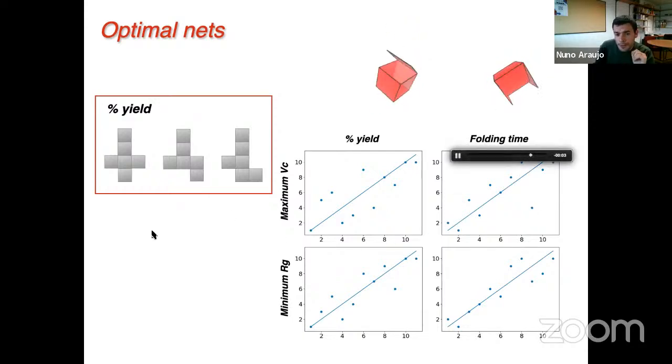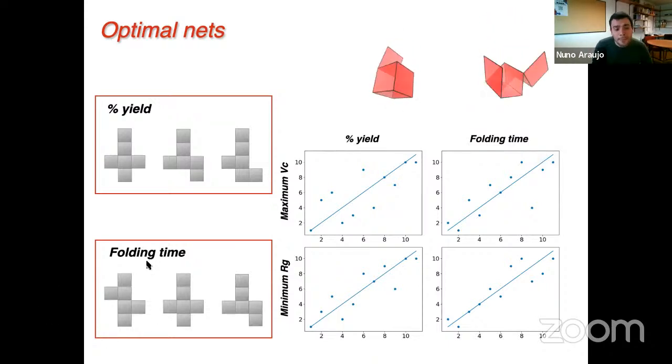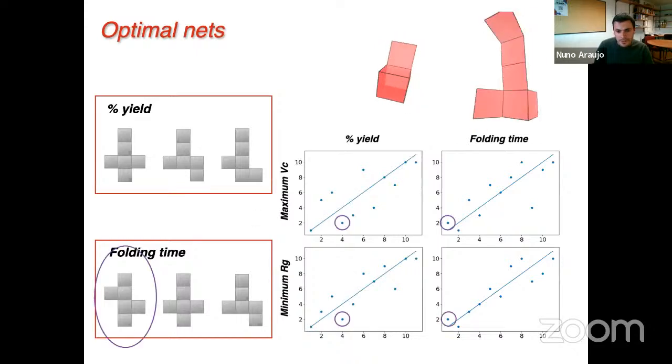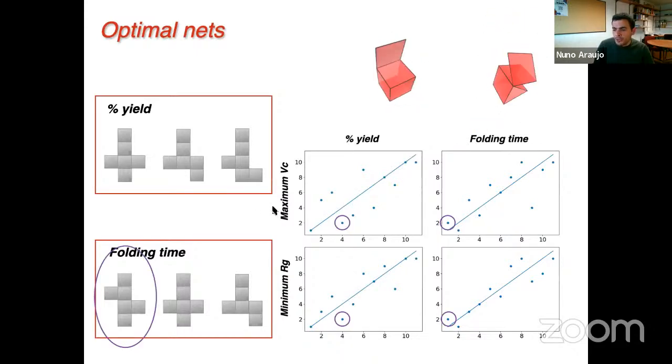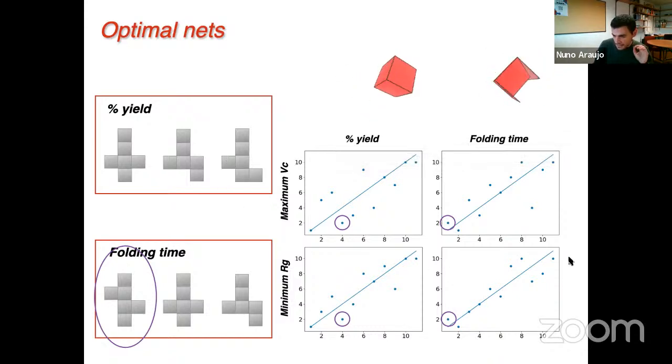However, if you look in terms of folding time, you see that the top three is significantly different. In particular, the one that is the fastest folding is this configuration here, that is not in the top three in terms of percentage of yield, in terms of fraction of samples that fold into the desired configuration. So you really see that looking at optimization in terms of time is significantly different from looking at optimization in terms of percentage of successful cases of folding. And it's not yet clear what the topological, geometrical criteria will be that tell us what are the best ones to fold in terms of folding time.